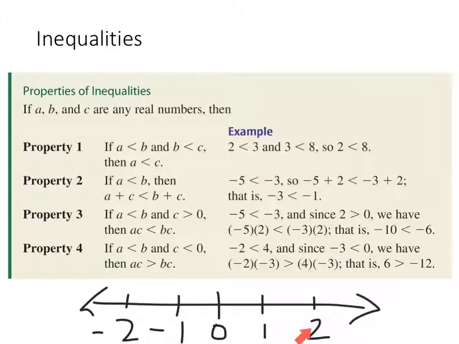1 is to the left of 2. However, in the negative numbers, negative 2 is left of negative 1. So it changes the order when I change my signs. And that's the whole reason for switching the direction of the inequality when you multiply by a negative.